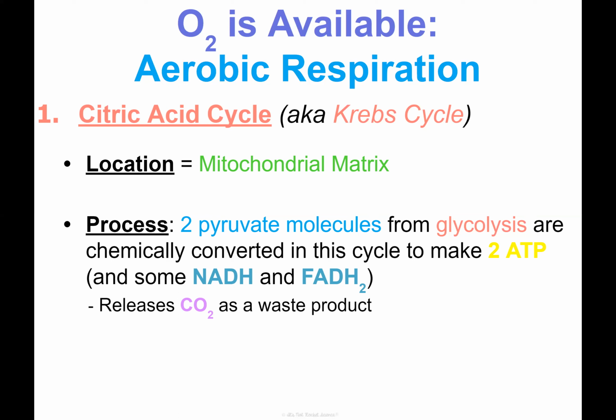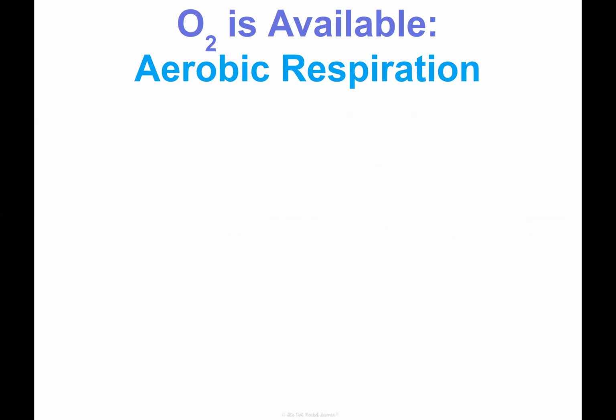So you created 2 ATP during the glycolysis step. Now that we have oxygen available, we are going down the aerobic respiration route. And in the very first stage, you've created another 2 ATP. As a waste product, you're also going to release carbon dioxide, which you as humans are going to exhale.